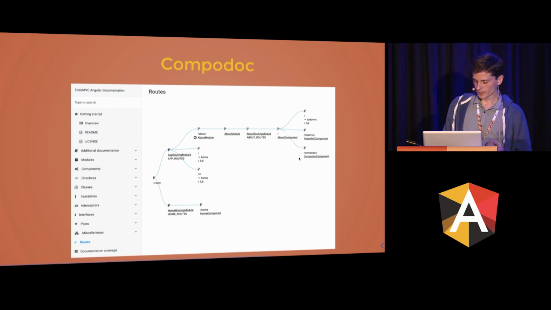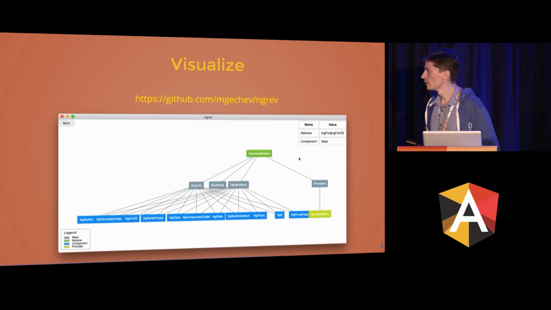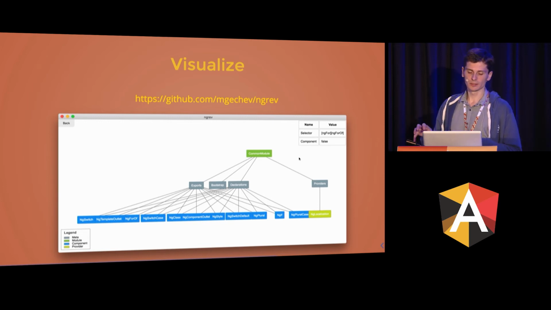Another tool you can use is ngrev, where you can easily navigate inside the code base. With Compodoc, you have static HTML pages. With that, you can easily navigate inside your module and then get information about the component, etc. And it's a very powerful tool when sometimes you go into a new project with a very big code base, and you try to understand how it works.